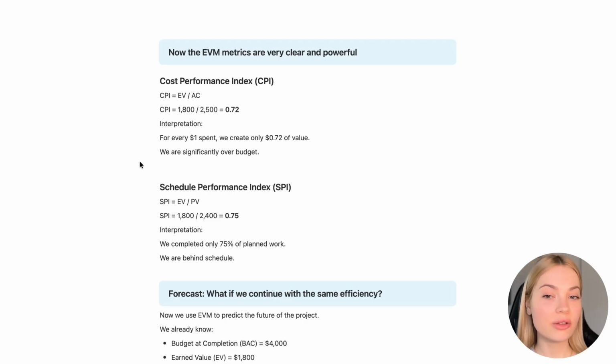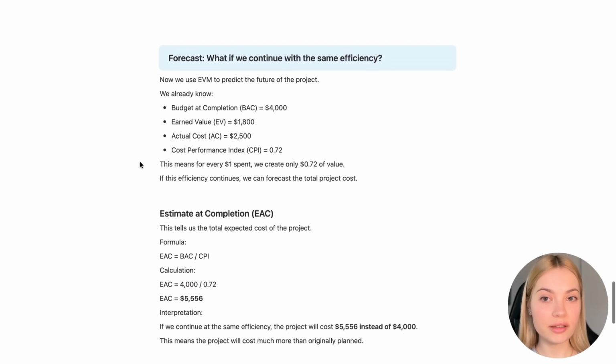Now let's see how is it going with the schedule performance index. So let's divide the numbers and we'll see that we completed only 75% of planned work. So we are behind the schedule. Now let's use advanced earned value management formulas to forecast. What if we continue with the same efficiency? Let's use them to predict the future of the project.